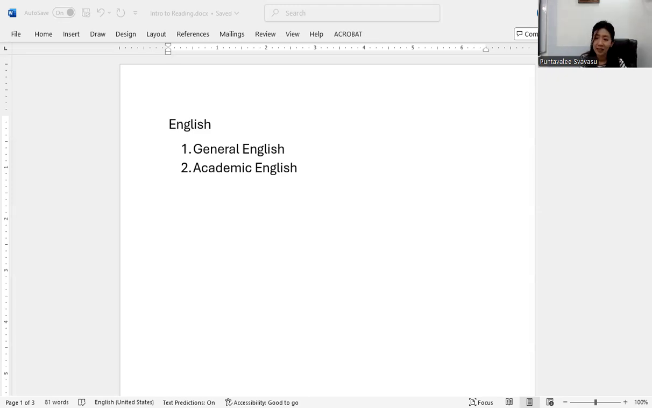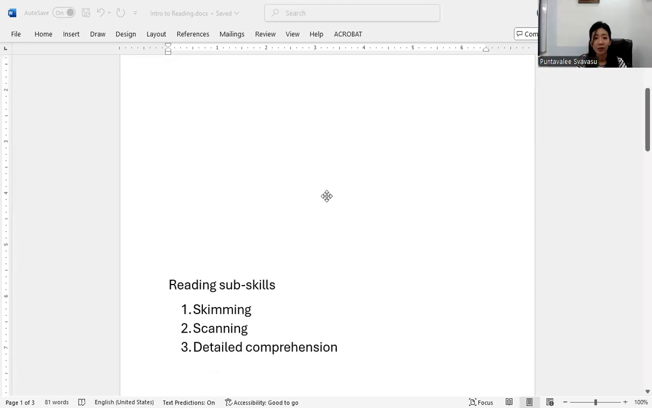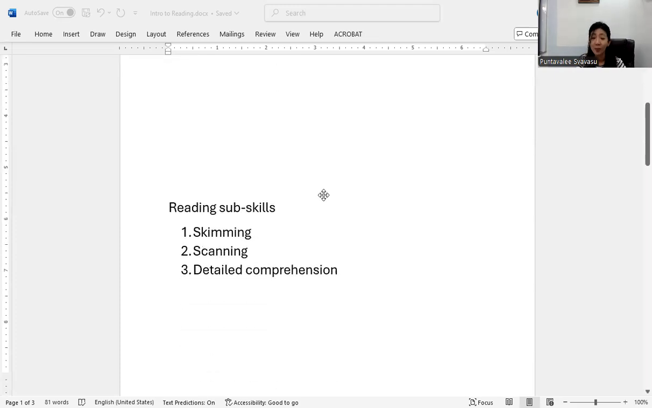Okay, and in today's class, we're going to do two readings. One would be more general English, and the other would be more academic English. Before we start with the reading itself, another thing I want to remind you about is the reading soft skills. I would say there are three things you should think of when you read something. The first one is skimming, which is to get an overall idea.